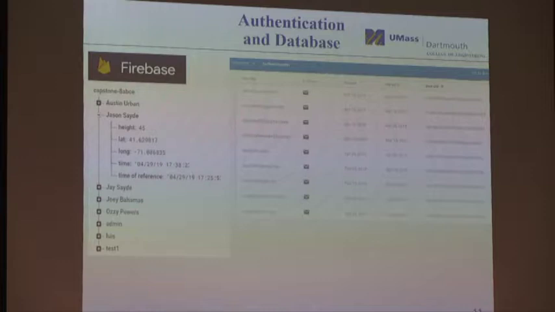So if you were to look at it on your phone, see that person was at that latitude, longitude, and height, you would also know what time that height was recorded. So they're not looking for people at all times. And then also the time of reference is once they walk into that building and hit start. And then on the right we have our authentication. That's just the registration. That's how they would be able to sign into our app.